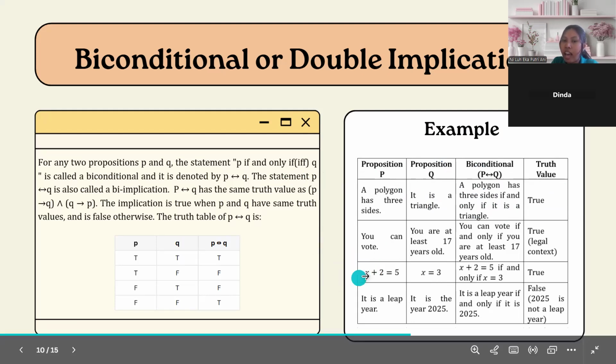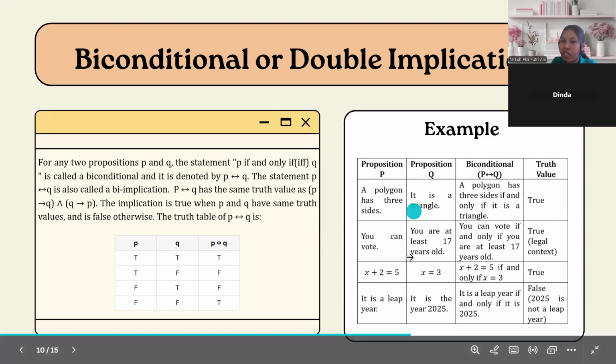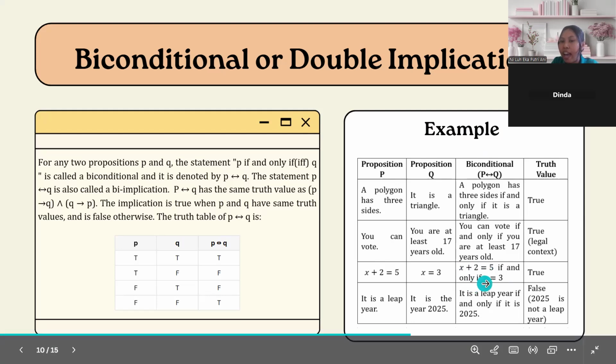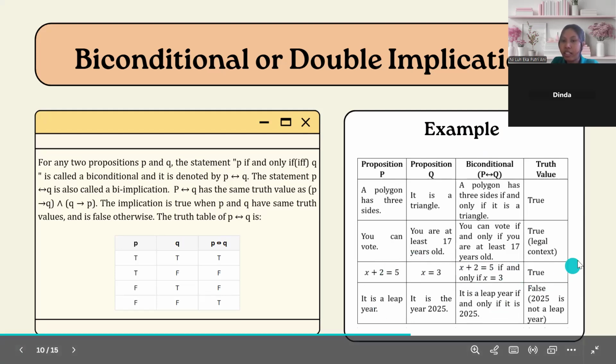Next, P: x plus 2 is equal to 5. Okay, proposition Q: x is equal to 3. So we have the biconditional of P and Q. x plus 2 is equal to 5 if and only if x equals 3. So the truth value is true. Okay, do you understand?